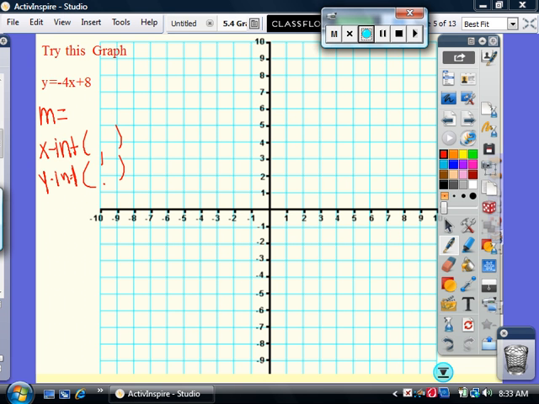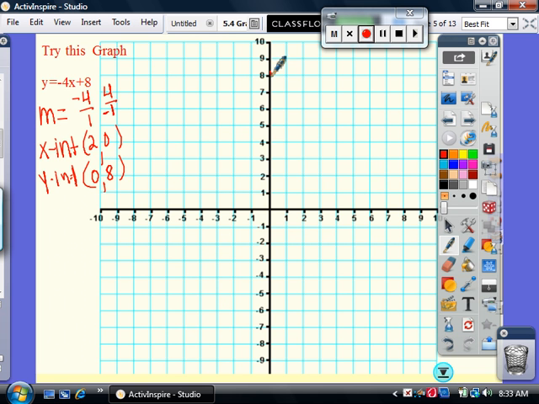Alright, Layla, what did you get for the slope? Right. Now remember, we can also write that as positive 4 over negative 1, just to get a negative slope. Alright, what did you get for the x-intercept? 2, 0. The opposite of 8 would be negative 8 divided by negative 4. That's true. And then what did you get for the y-intercept? 0, 8. Alright, very good.